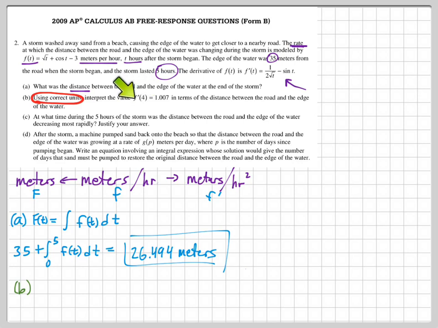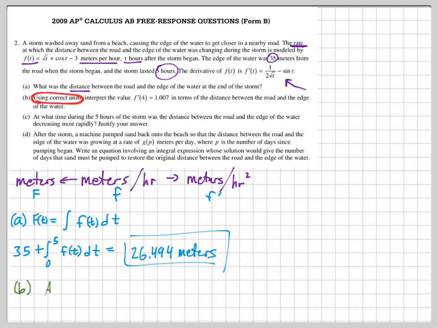F prime is the rate of the rate, right? It's up here. This is your derivative of the rate. And so essentially you can call this acceleration. And then you have 4. 4, that's the value of t, so that's hours. So this is saying after 4 hours, this is your rate of the rate. This is the acceleration, okay?